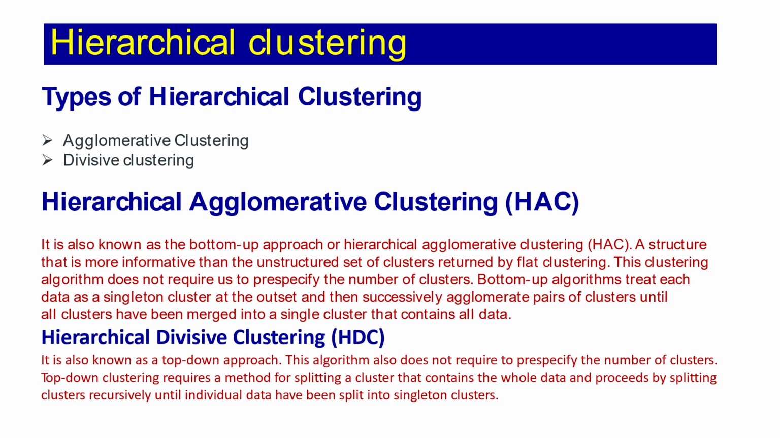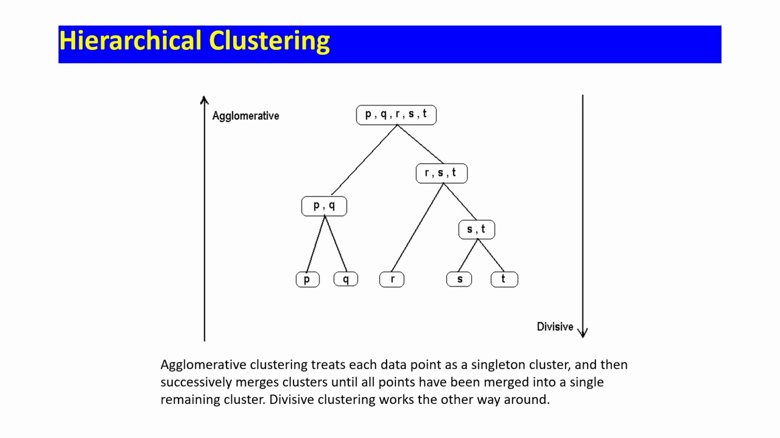In divisive clustering, you do not need to specify the number of clusters, but it requires a method of splitting the clusters. That means you need an algorithm for how to split the data. You take all the data together and split one by one, so that you can create different kinds of singleton clusters. And remember that this is done as a recursive process, unlike agglomerative clustering.